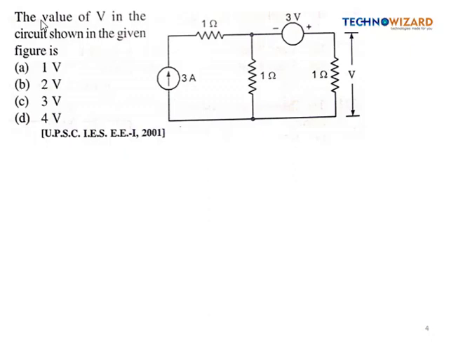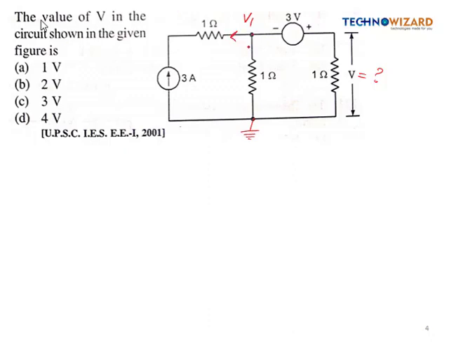Okay, so this is our next question. The value of V in the circuit shown in the given figure. So in this circuit, we have to calculate the value of V, which is the voltage across 1 ohm. So here simply we can apply the nodal. So let us assume the voltage at this node is V1 and this is our reference node, which is grounded. So now we will apply the nodal.